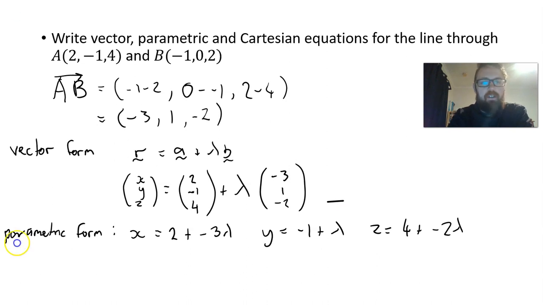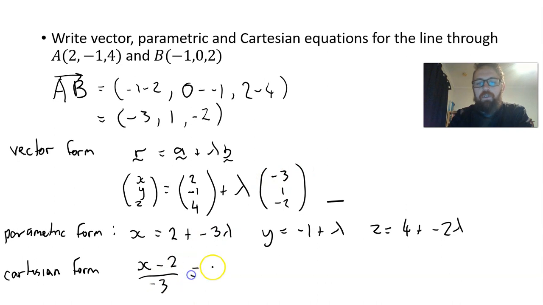Last but not least, we've got our Cartesian form. Remember we wrote those as x minus our a1, so it's going to be x minus 2 divided by our b, negative 3, which will equal y minus negative 1, so y plus 1, over 1, which equals z minus 4 over negative 2, and those all are equal to lambda.